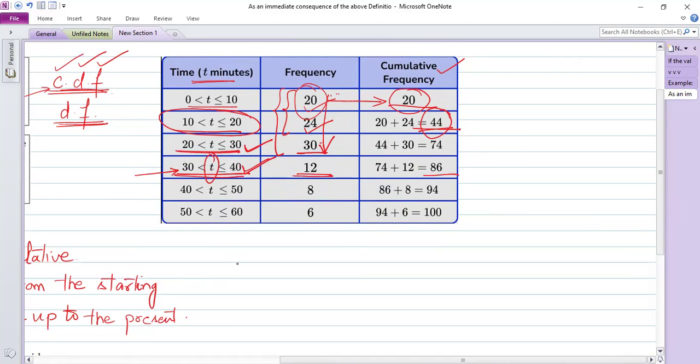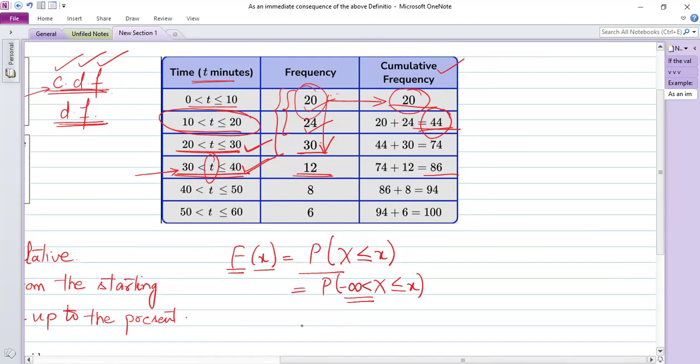So it is almost the same as the given definition. Actually, the value of F at x is nothing but the probability that X takes all values less than or equal to x. Means the probability that X takes all values starting from the starting, whatever the starting is, up to the present x.